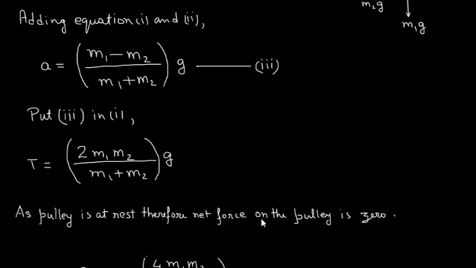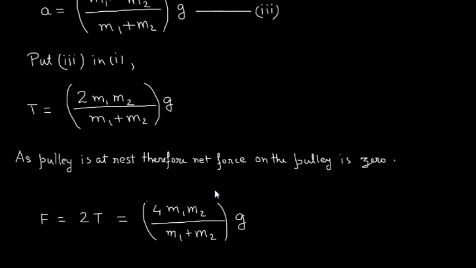As the pulley is at rest, therefore net force on the pulley is 0. Therefore F is equal to 2T, that is 4 m1 m2 upon (m1 plus m2) g.